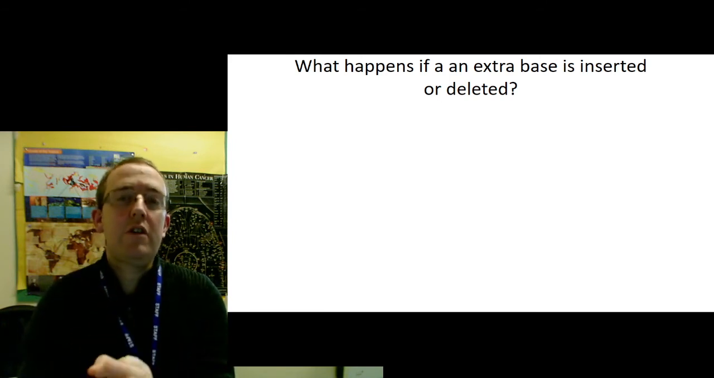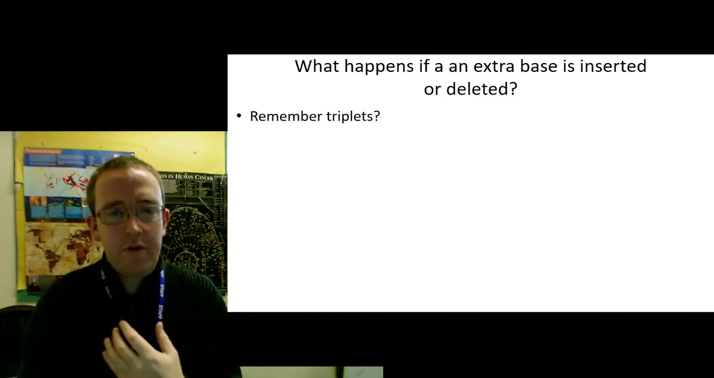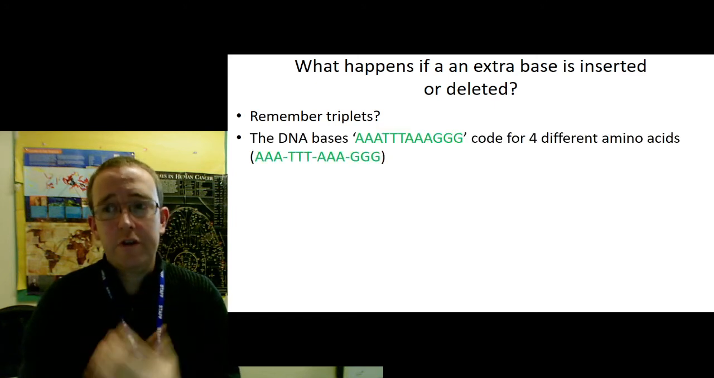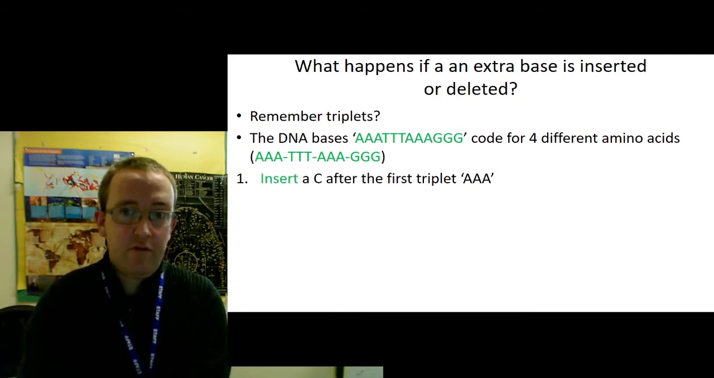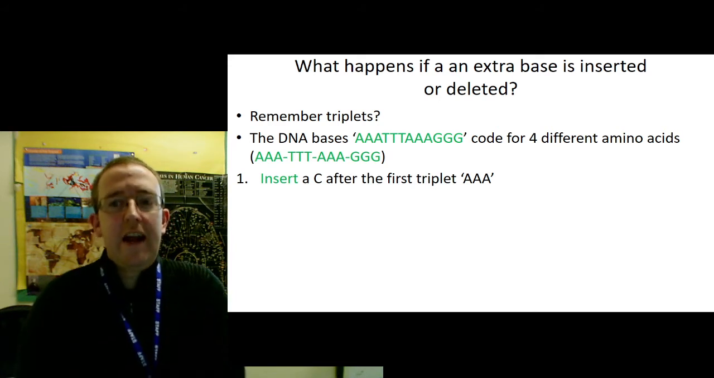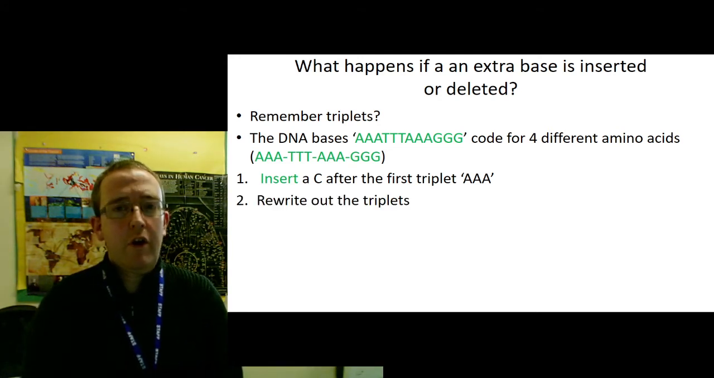This is where I need you to work through these questions with me, maybe pause the video at various points. So we should be remembering the triplets, that everything works in threes. So first, the DNA bases AAA, TTT, AAA, GGG code for 4 different amino acids. There you've got AAA, TTT, AAA and GGG, right? Now, stick a C in after the first AAA, right? Write the triplets out again and work out what that would do to the triplets coming afterwards. Okay, I'm going to pause the video there to make that decision.